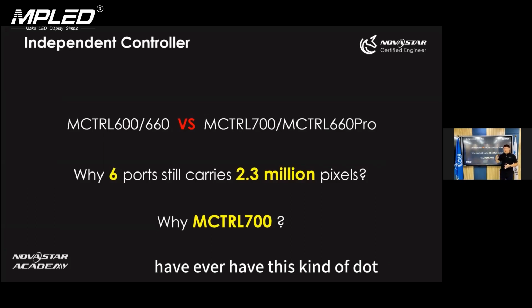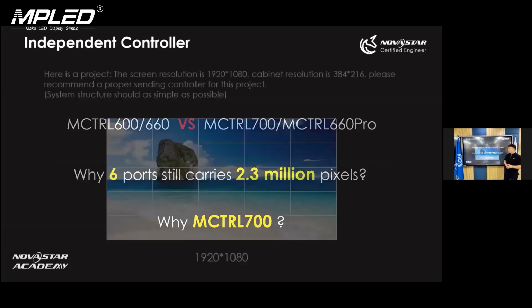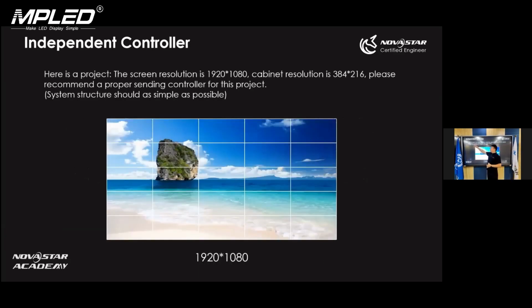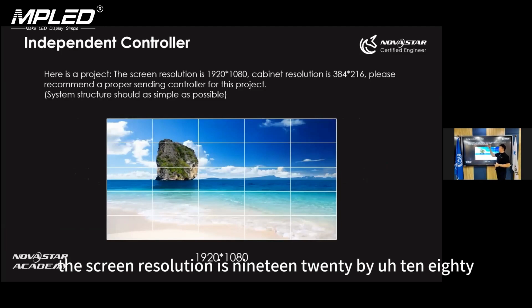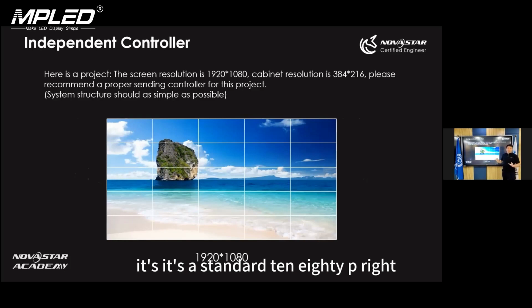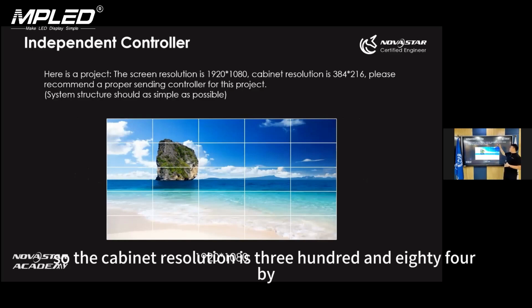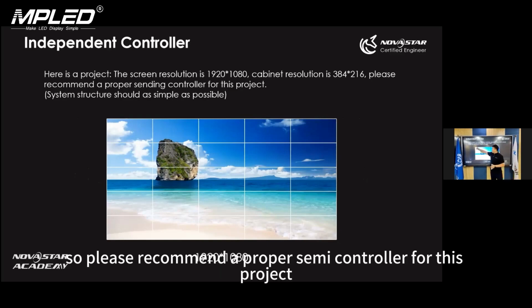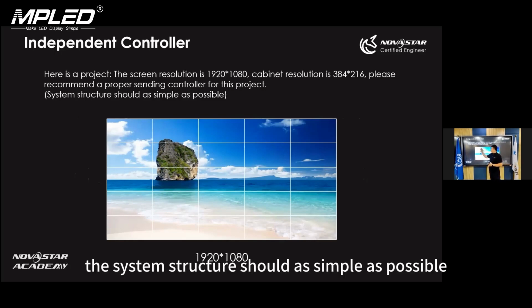Have you ever had this kind of doubt? Okay, let's have a real case together. This one is a real case. Here is a project. The screen resolution is 1920 by 1080, a standard 1080p, right? The cabinet resolution is 384 by 216. Please recommend a proper sending controller for this project. The system structure should be as simple as possible.